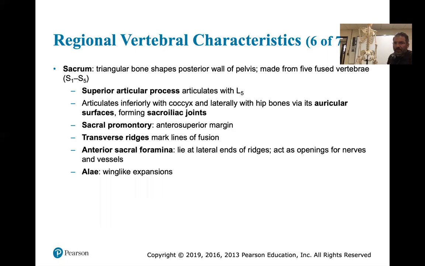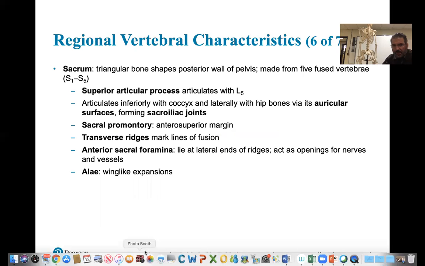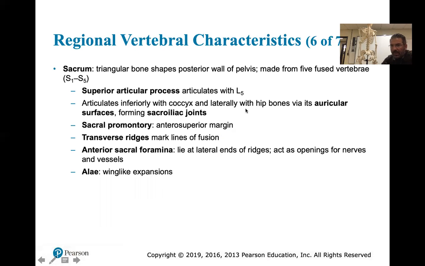So superior articular process. There's a superior articular process right here. It's actually going to articulate with L5. Articulate means touch, or they come in contact with each other. It articulates inferior with the coccyx and lateral with the hip bone. So here's the coccyx inferior. Now here are those hip bones.